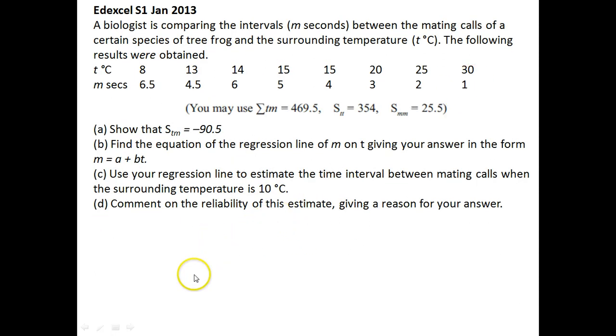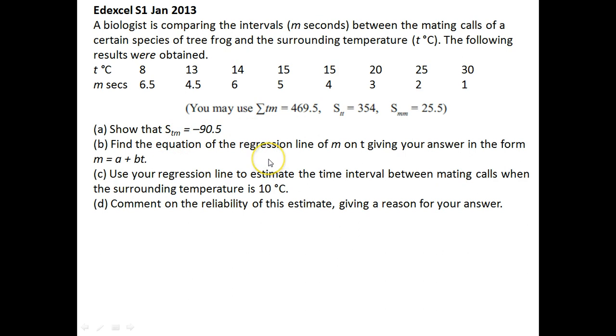Another example: a biologist is comparing the intervals, in seconds, between the mating calls of a certain species of tree frog and the surrounding temperature, T degrees Celsius. The following results were obtained. So we've got temperatures and the seconds between the mating calls. You were given some of the summary values. Show that S of Tm, so you have to adapt your x and y now into T and m. So your T would be the x and the m would be the y. Show that S of Tm is minus 90.5.